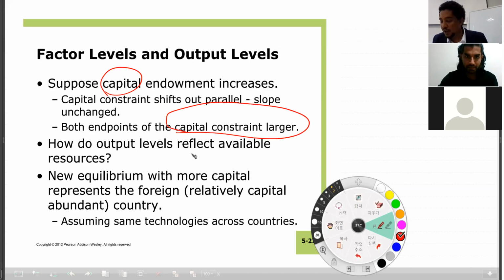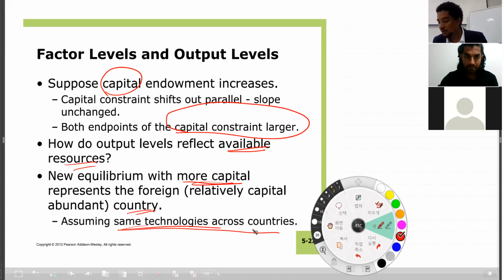So how do output levels reflect available resources? So what change will happen if we increase the capital from 3,000 to 4,000? So the new equilibrium with more capital represents the foreign, relatively capital abundant country.